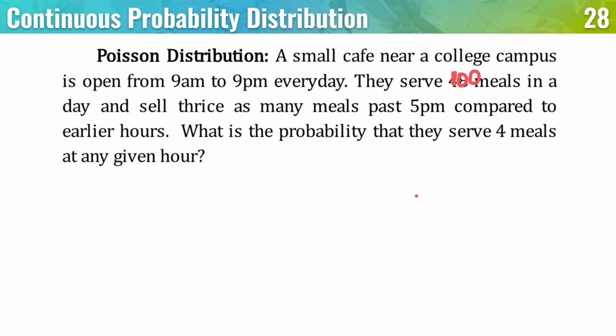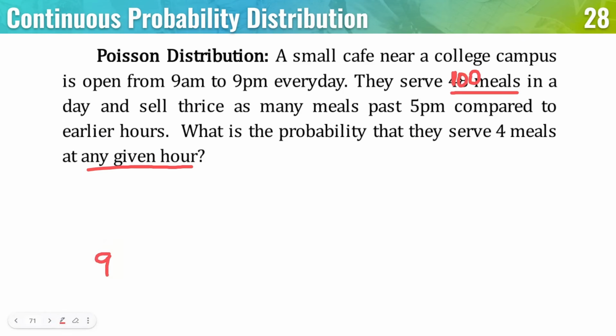13, 14. So for number 28, a small cafe near a college campus is open from 9 a.m. to 9 p.m. every day. They serve 100 meals in a day and sell thrice as many meals past 5 p.m. compared to earlier hours. What is the probability that they serve 4 meals at any given hour? So first, we'll notice that the given 100 meals in a day is the mu for a day. However, the question is asking at any given hour. So at any given hour, we need to find the mu for the hours.